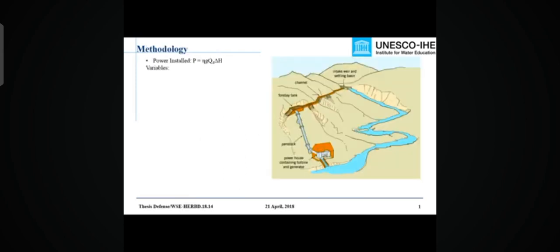A framework consisting of a hydrological and a hydropower model to assess the hydropower potential of a data-scarce basin. In order to assess the hydropower potential, we need two variables. First one is the design discharge, which can be determined from the flow duration curve using a hydrological model. And second is the head, which is the difference between intake and powerhouse elevation and can be obtained from topographic data using the hydropower model.